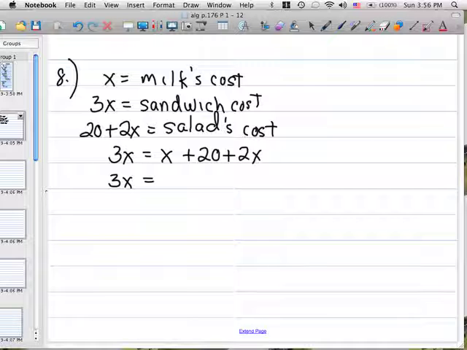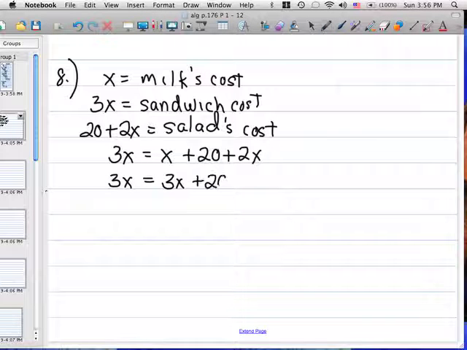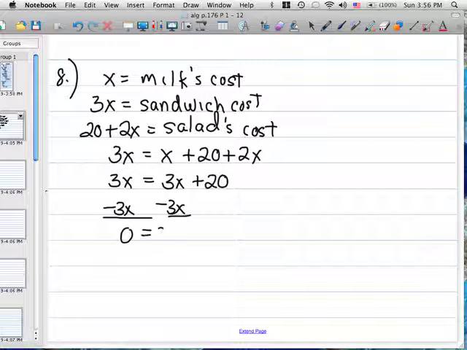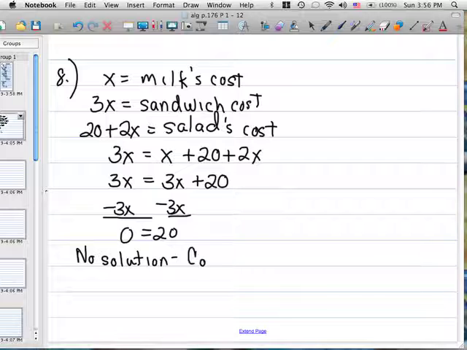So I get 3x equals, simplifying the right, 3x plus 20. Subtract out 3x. I get 0 equals 20. This is no solution, and you have to give the reason if it's no solution. It's a contradiction. 0 does not equal 20.